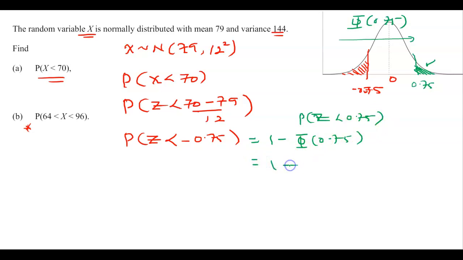At this point, you should know how to use the tables. When you check the table for this value over here, you find that this value is 0.77334. This is the value you get from the table. Remember here, I'm not using a calculator. We are basically using tables only here. All right, and then when you subtract from 1, your answer is going to be 0.2266, like that.